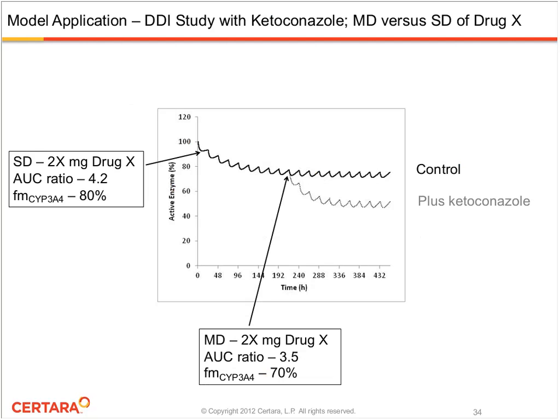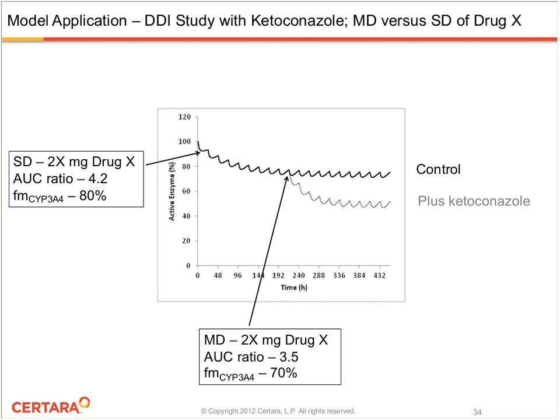So if you have a look at this here, what we're showing is the active enzyme on this axis, and we've got the time going along here. Now, if you simulate just the drug on its own, this is what would happen during multiple dosing. So this would be what would happen to the enzyme level after a single dose. You would lose about 10% of the CYP3A4 active enzyme. But over multiple dosing, you would end up losing about 25%.